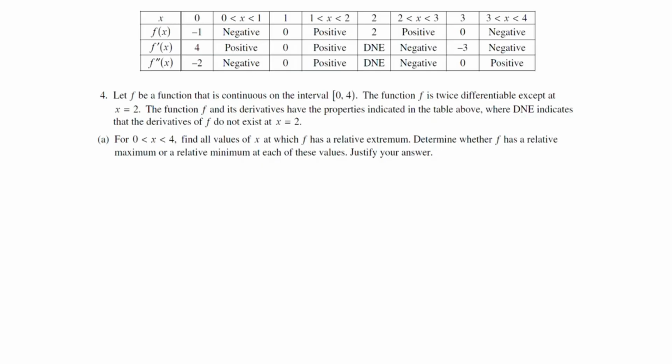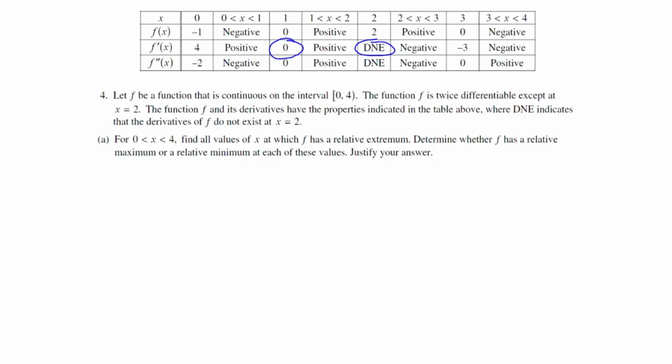x equals 2. And for 0 to 4, we want to find all values of x when f has a relative extrema. And we want to then determine whether it's a max or a min at those values and justify our answer. So the only place we can have a max or a min is if the derivative is 0 or undefined. So our derivative is 0 and our derivative is undefined at x equals 1 and x equals 2.